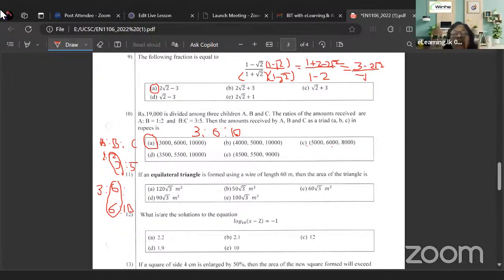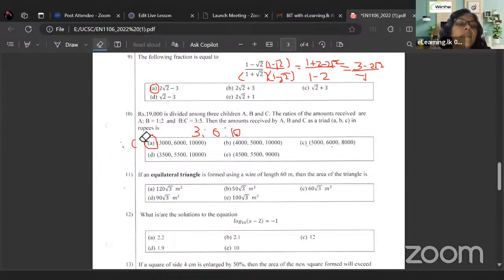So what is meant by equilateral triangle? If all the sides are equal, we say it's an equilateral triangle. Right? If you draw it, you can draw like this. This part is 20. This part is 20. And this part 20. And what is the angle of each? The size of the angle is 60.